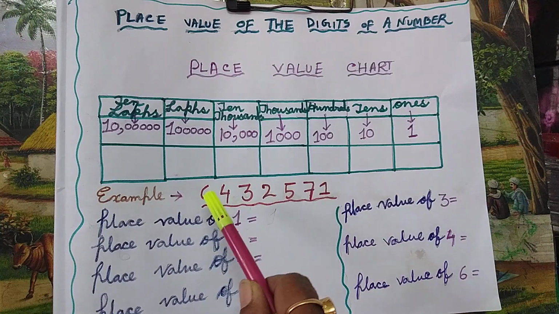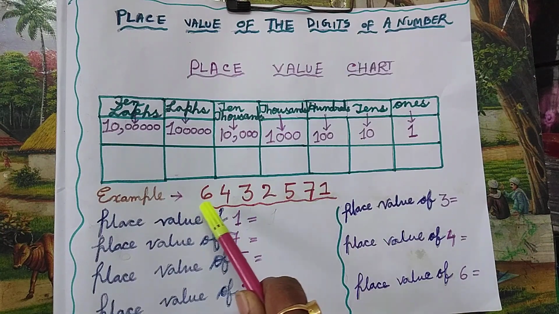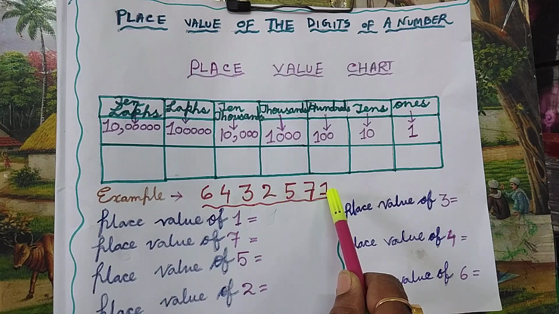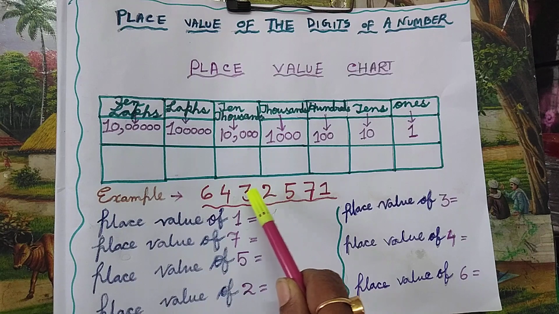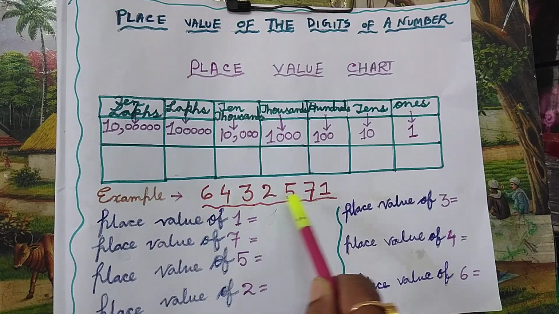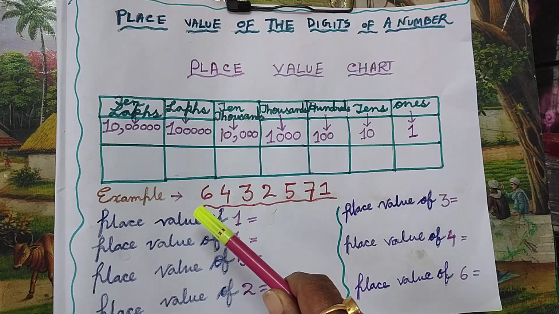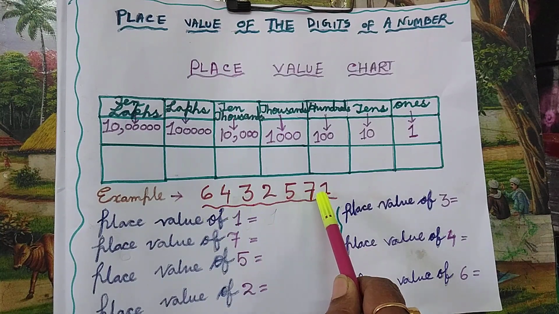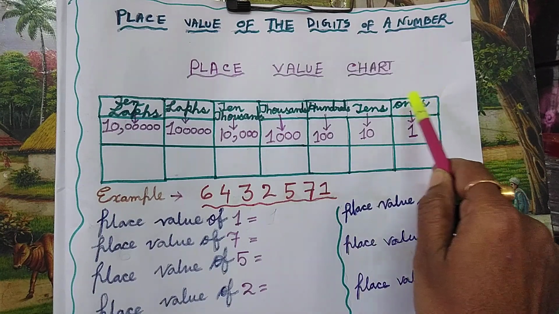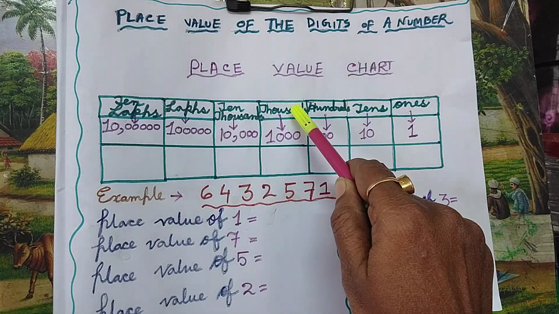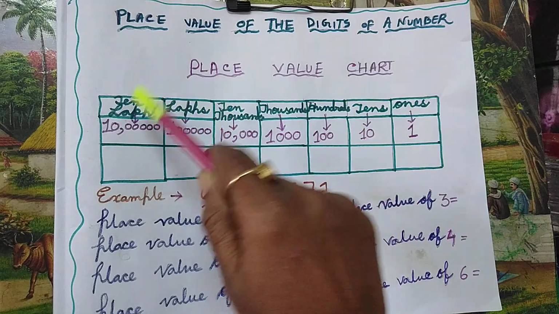See children, there is a number. This is a 7-digit number. Each digit of this number has its own value, and this value depends on which house or which place it belongs to.